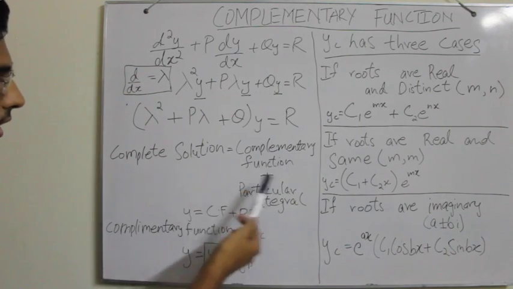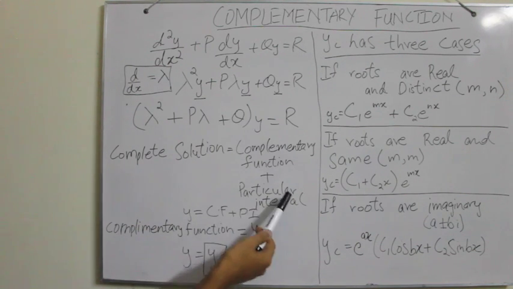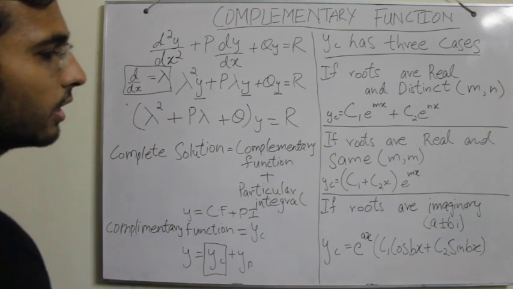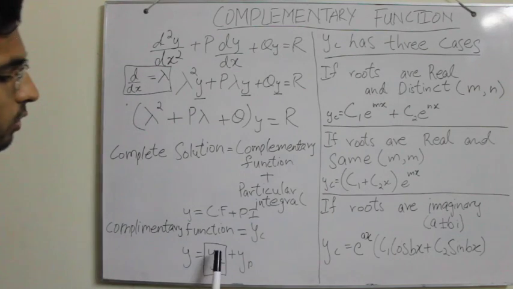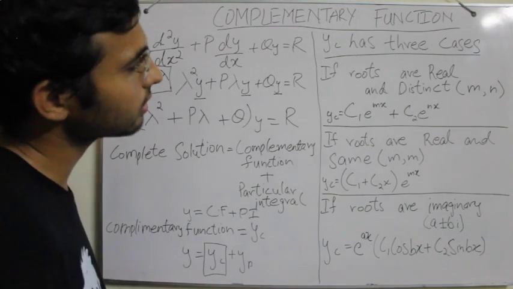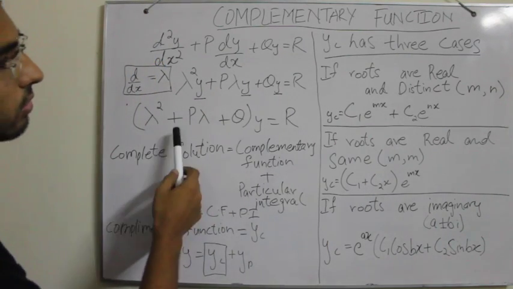So I can also write this as y is equal to the CF, complementary function, plus PI, particular integral. I am naming the complementary function yc just to ease things. So y is equal to yc plus yp. Now yc has three cases. If you get this equation, you can easily find the roots of this equation.